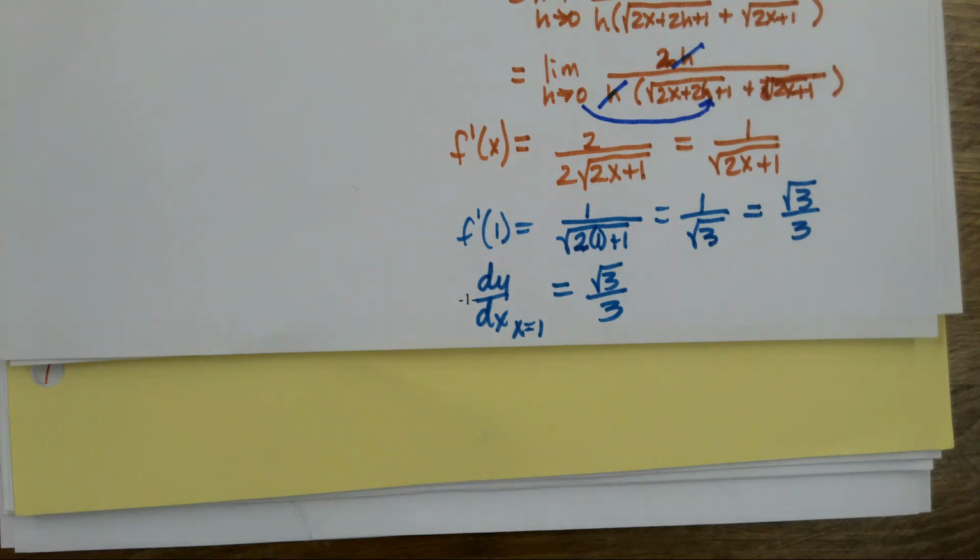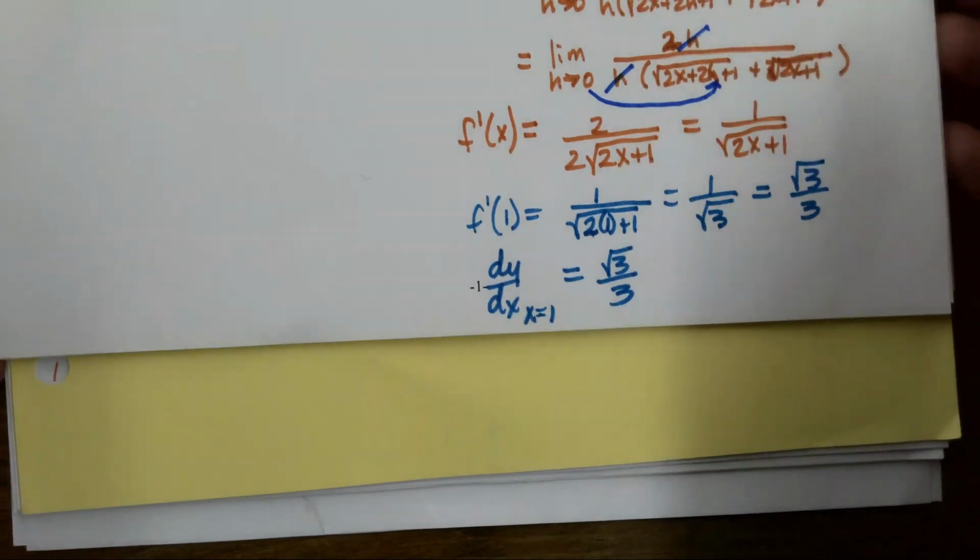Yep. We left it as 1 over the square root of 3, is that right? If you left it as 1 over the square root of 3, I wouldn't care too much. Sometimes it'll ask you to simplify or whatever, but.